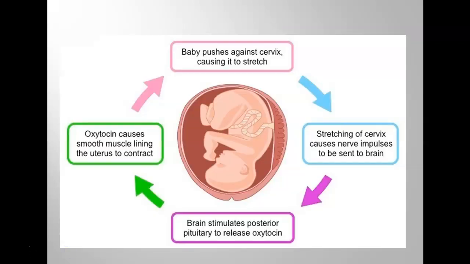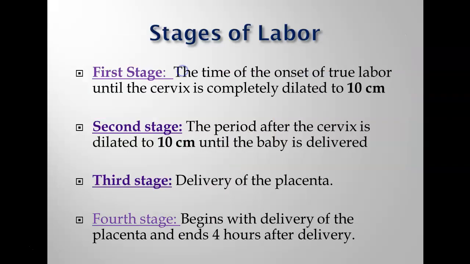So the baby pushes against the cervix, causing it to stretch. The stretching of the cervix causes nerve impulses to be sent to the brain. Then the brain stimulates the posterior pituitary to release oxytocin. The oxytocin causes smooth muscle of the uterus lining to contract. And then again, that pushes the baby against the cervix, causing it to stretch. So it's a very cyclical functioning with oxytocin.